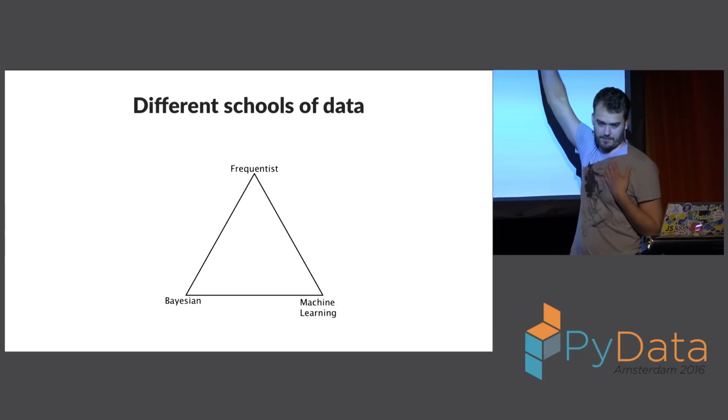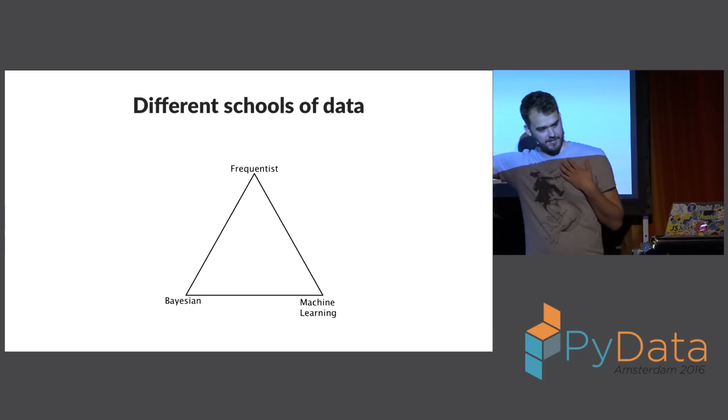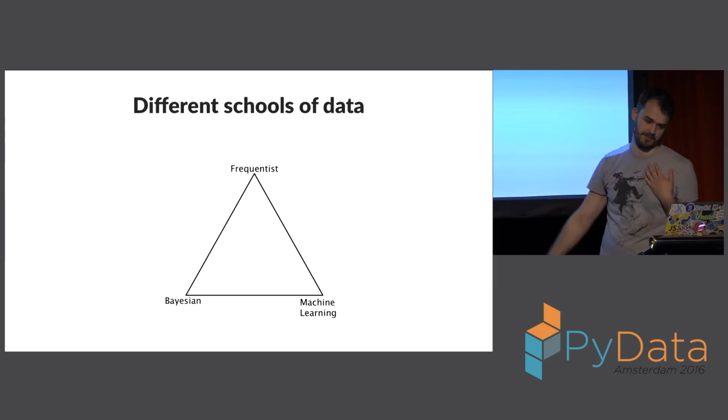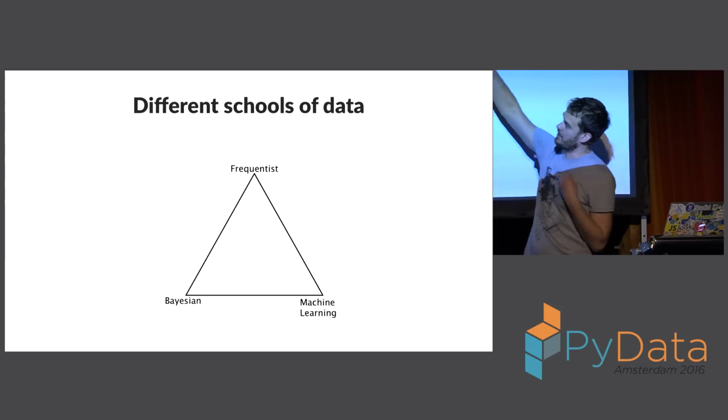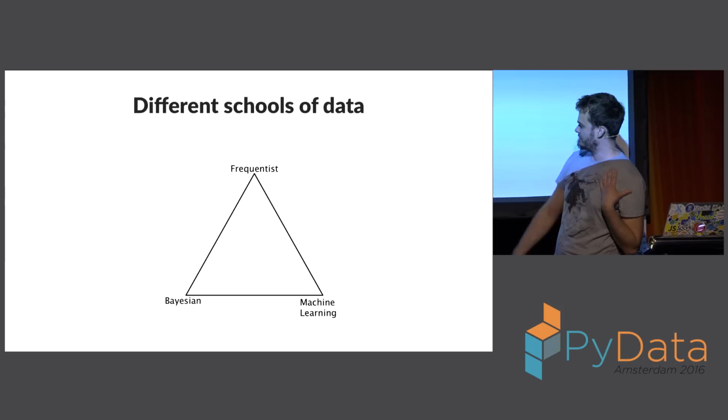There's these people that people call frequentists, there's these people that people call Bayesians, and there's these people that call themselves machine learning specialists. If you've gone to a Dutch college, then you'll probably be taught that. If you did something in computer science, you've probably done that.